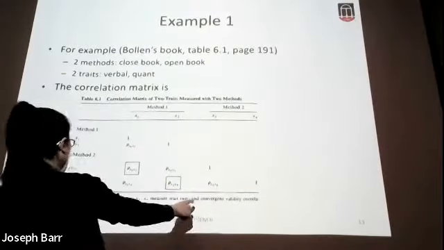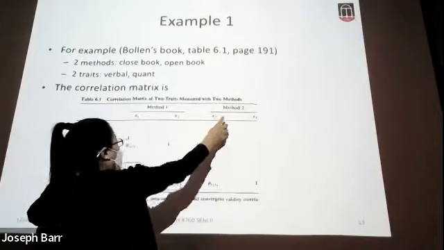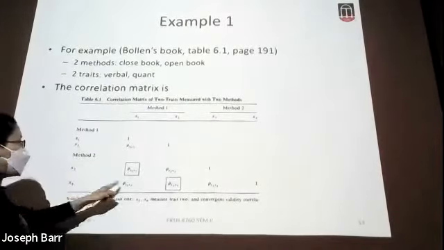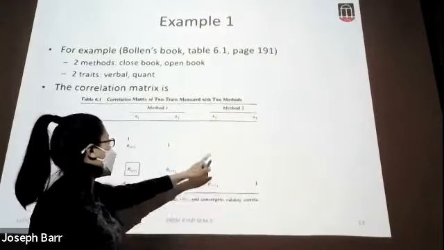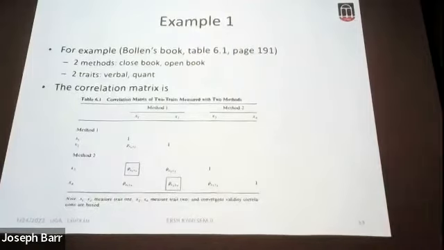This one, different traits. Although it is the same method, method 2, they are measuring different traits, x3 and x4. So it should be low.